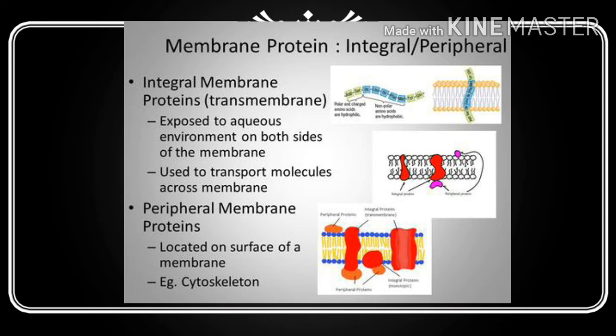Peripheral means outside. So, the peripheral proteins are proteins which lie outside the cell membrane and it is very easy to extract them. On the other hand, the integral proteins are proteins which are embedded deep inside the cell membrane or totally buried. Thus, it does not allow us to extract them very easily.